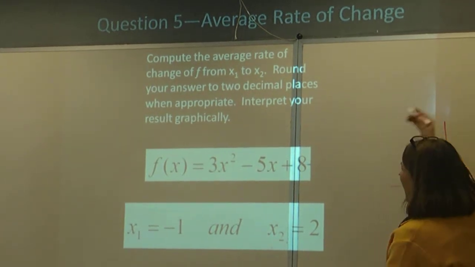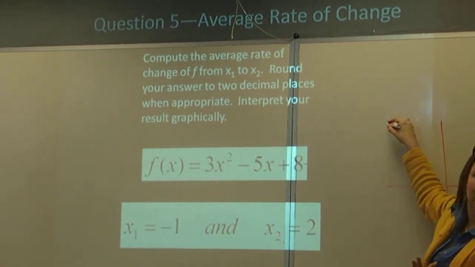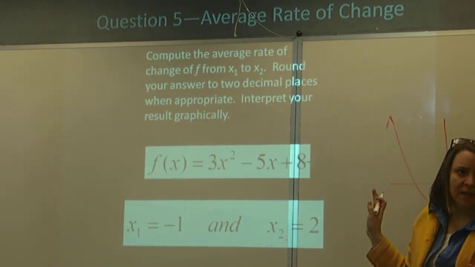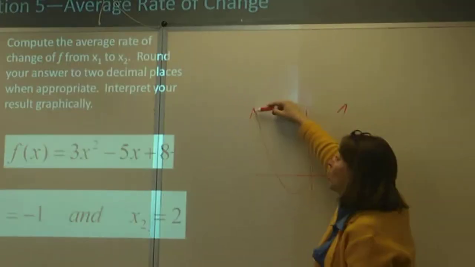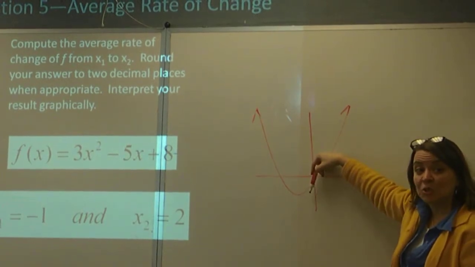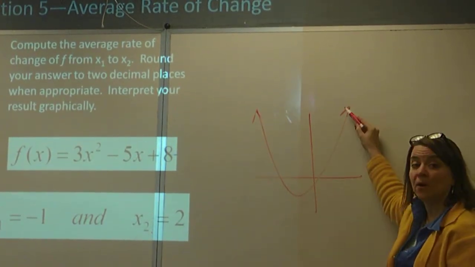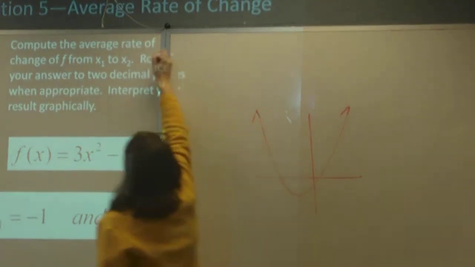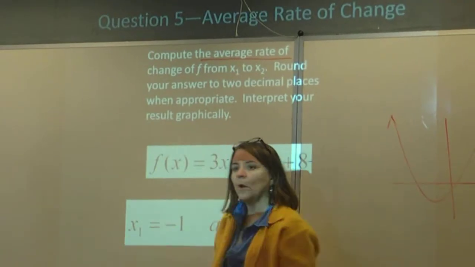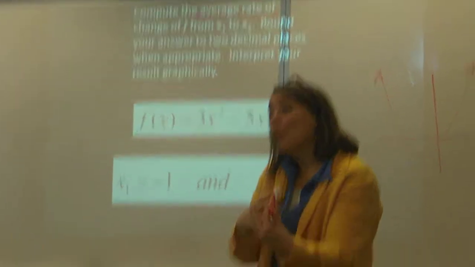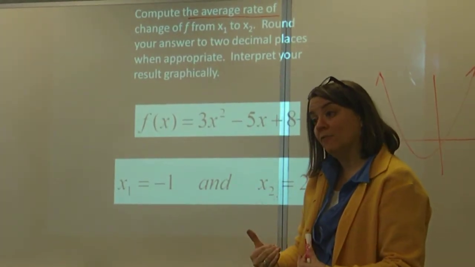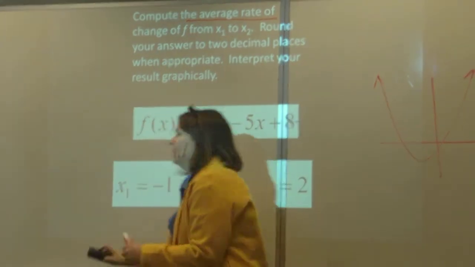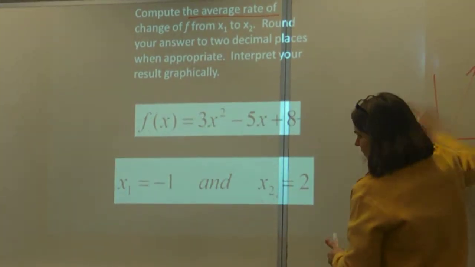So I'm not sure where the vertex is. We could calculate it, opposite b over 2a. But you know, the picture is something like this. And on part of its domain, the function's decreasing. On another part, the function's increasing. An average rate of change gives us a way of quantifying how quickly it's increasing on average or how quickly it's decreasing on average.